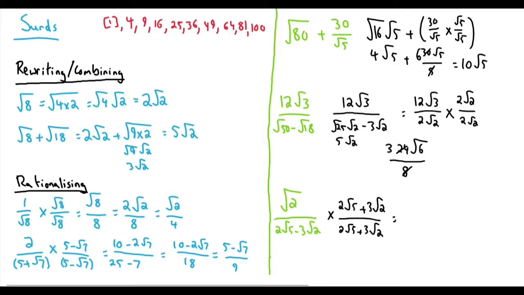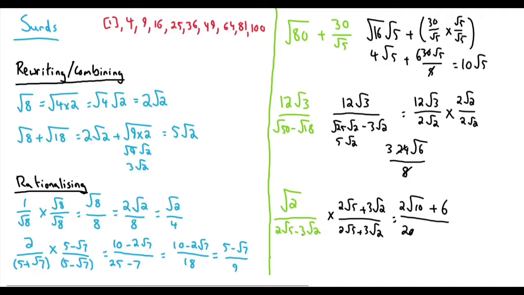So on the top now, 2 root 5 times root 2 is just going to be 2 root 10, and then 3 root 2 times root 2, well, root 2 times root 2 is going to be 2, 3 times 2 is 6, so plus 6. And on the bottom, 2 times 2 is 4, root 5 times root 5 is 5, 4 times 5 is 20. And following that, minus 3 times 3 is going to be minus 9, and root 2 times root 2 is again 2, so minus 9 times 2 is going to be minus 18. We don't have to worry about the middle terms, because once again, if you were to do the 2 root 5 times the 3 root 2 and the minus 3 root 2 times the 2 root 5, you'd have the same term, just one is a plus, one is a minus, so they would cancel with each other.